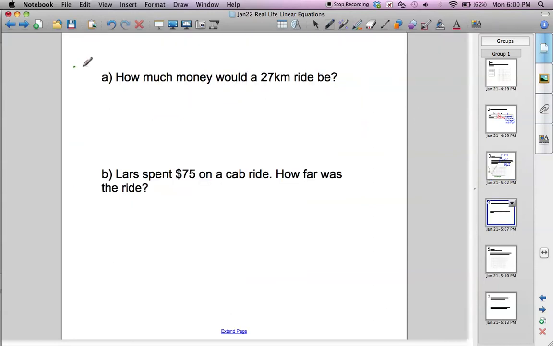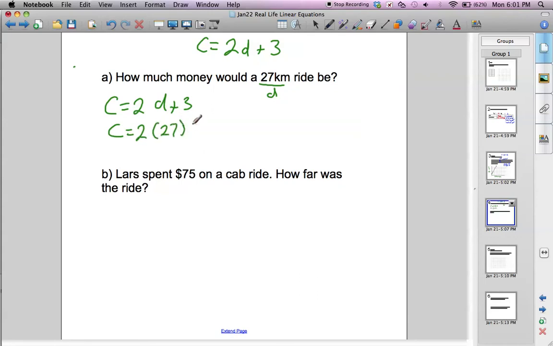Now remember, our equation is cost equals twice the distance plus $3. How much money would a 27-kilometer ride cost? We can use our formula. This corresponds to the distance. So cost equals 2d plus 3, so the cost is 2 times 27 plus 3. The cost is 54 plus 3, which equals $57. So that taxi ride will cost $57.